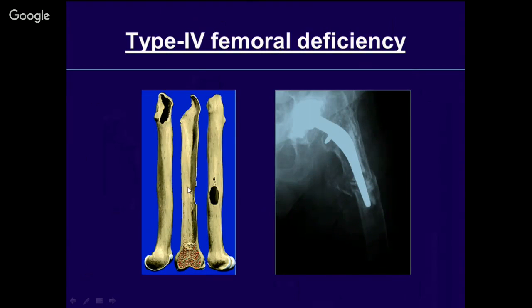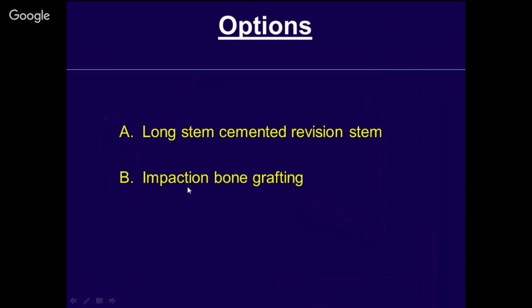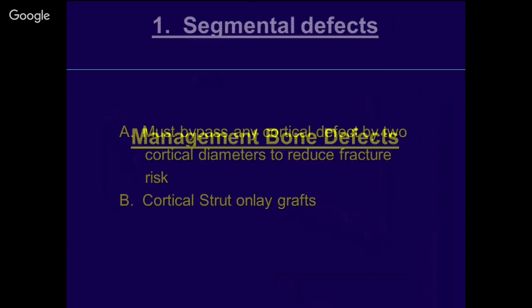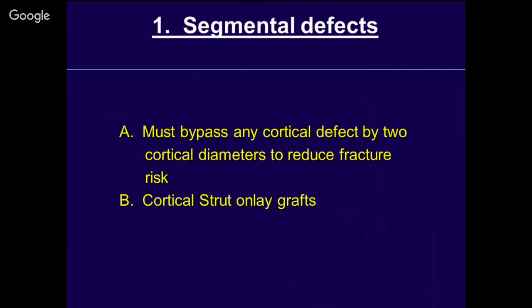We have nothing here to fix it. So we have a long stem cemented revision stem, or we have to do a revision bone. So what we have is a segmental bone defect. For this we can do a cortical strut graft. We have to bypass by two cortical diameters to reduce the fracture, or we can have a cortical strut onlay.